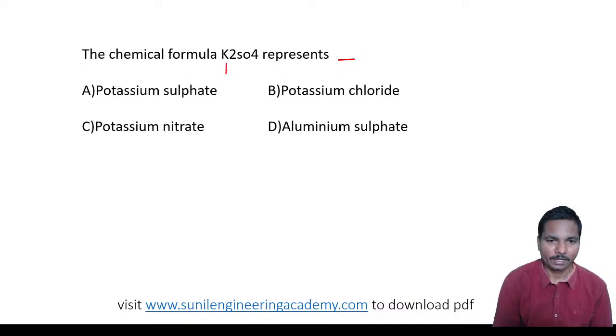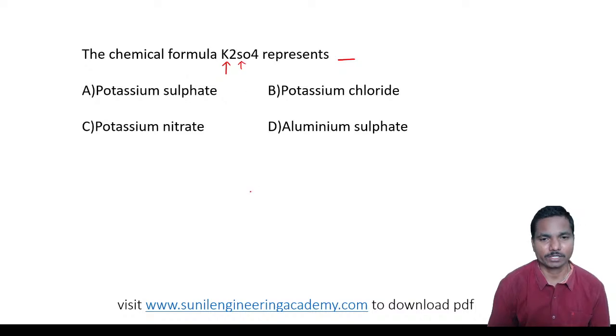Here K means potassium, S means sulfur. So the answer may be in terms of potassium and sulfur. Potassium chloride, no. Aluminum, there is no. Potassium nitrate, no. So only potassium sulfate. We can simply give the answer as option A, potassium sulfate. Very easy question. Coming to the next one.